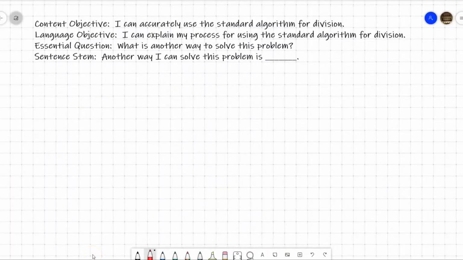In today's lesson, we're going to be looking at TEKS 5.3c, and that deals with dividing whole numbers. My content objective is I can accurately use the standard algorithm for division. Language objective, I can explain my process for using the standard algorithm for division. Essential question, what is another way to solve the problem? And I can answer that with the sentence stem. Another way I can solve the problem is, and then fill in your information.